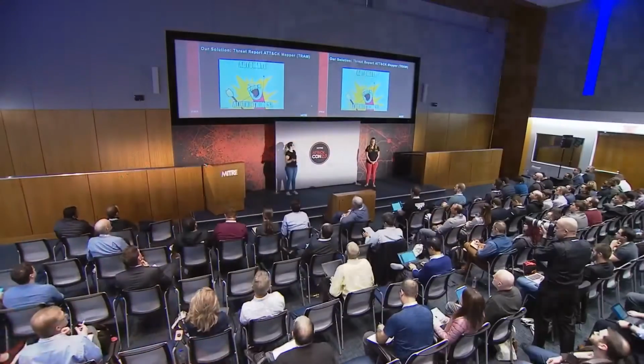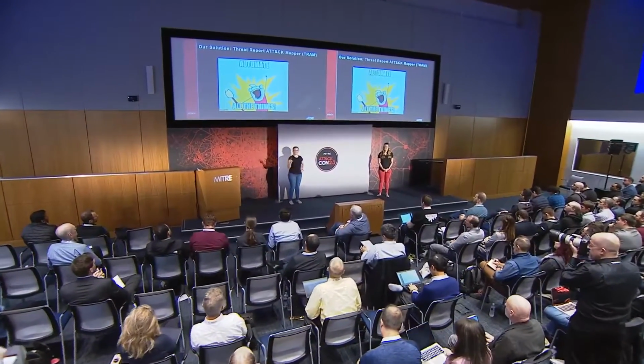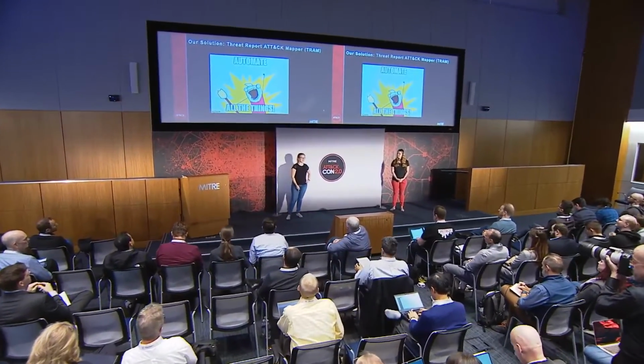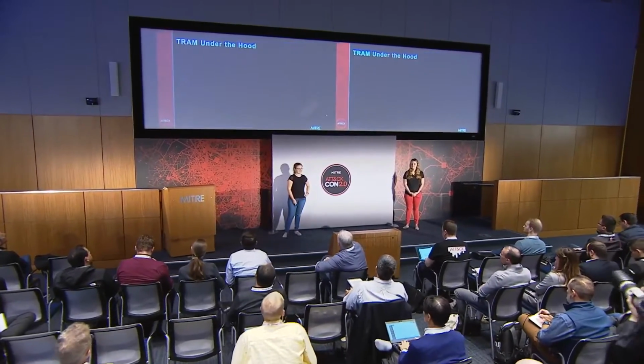And then also training new team members is really hard to do. ATT&CK is a huge site and it's continuously growing every day. So it's a lot to take in when you first start here. So that's where our solution called the Threat Report ATT&CK Mapper comes in. We call it TRAM for short. And obviously, as Katie said, this project grew out of a need to be able to automate some of the stuff that we do here.